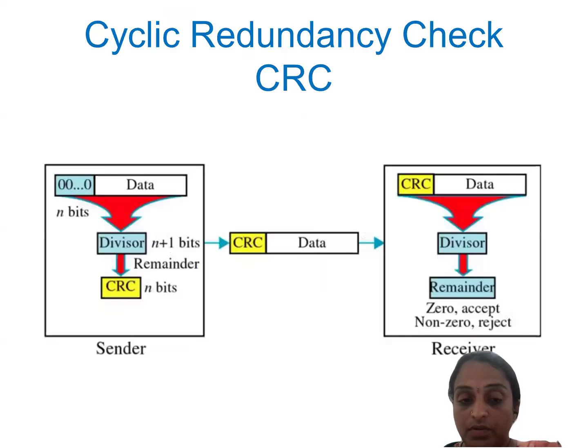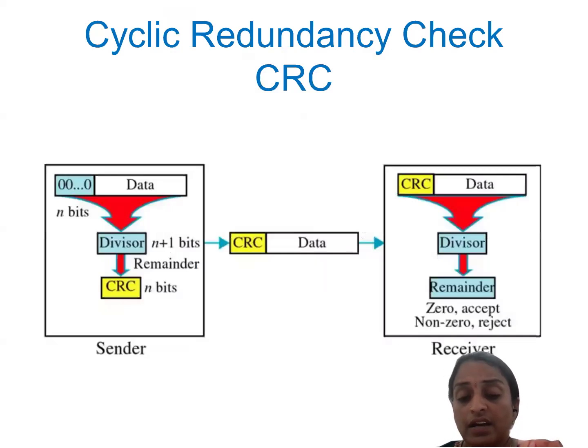In CRC, the number of CRC bits depends upon the divisor bits. If the divisor contains n plus 1 bits, then the CRC bits are n bits. This is at the sender side. Now, the sender sends the data along with the CRC to the receiver.